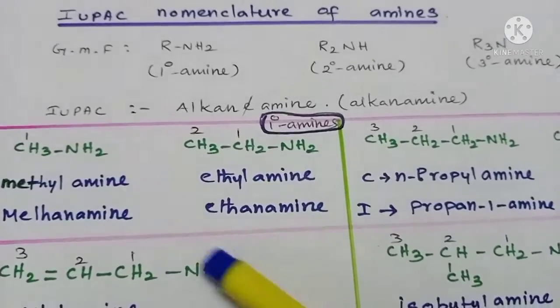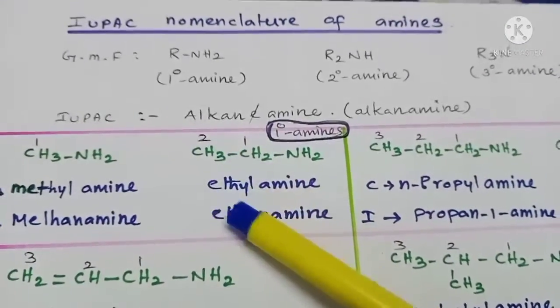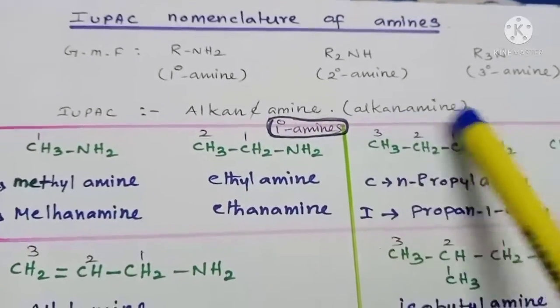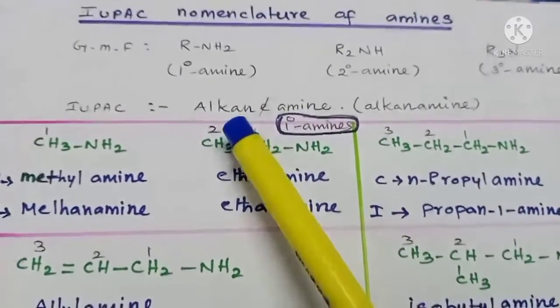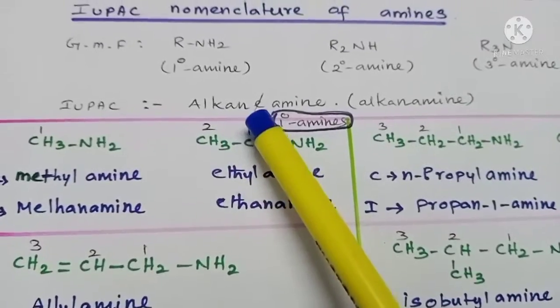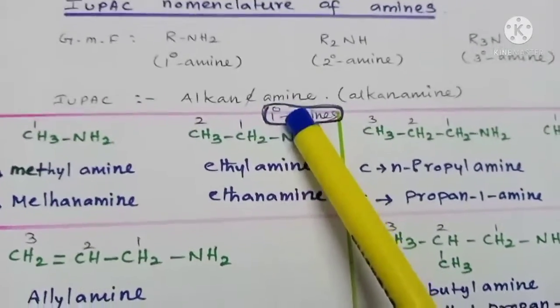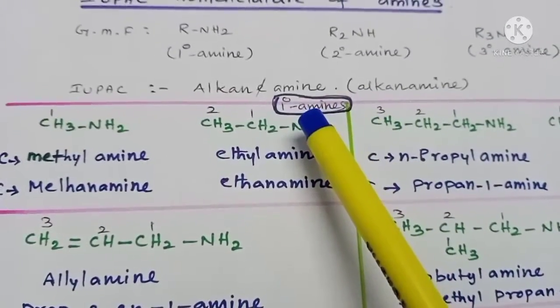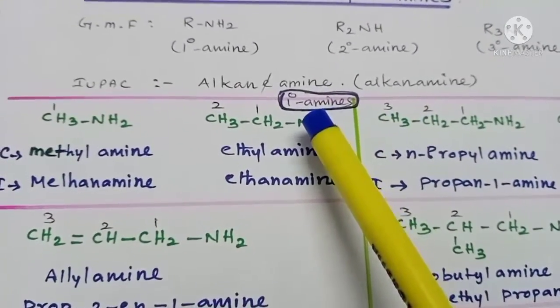In the common system the amines are called alkyl amines, whereas in the IUPAC system they are called alkanamines. So we have to count the total carbon number of the corresponding alkane. The last letter E of alkane is replaced by amine. So that's called alkanamine. Let us see the nomenclature of some primary amines.